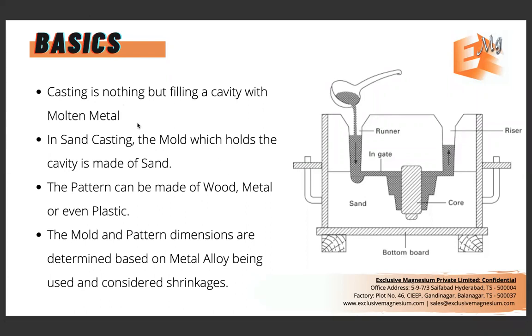So next, based on the alloy itself, the mold and the pattern dimensions are determined. The metal alloy determines the shrinkages that are required, and based on the cooling rate of the process that you're following, the different molds and patterns are designed. This is obviously done by your manufacturer itself.